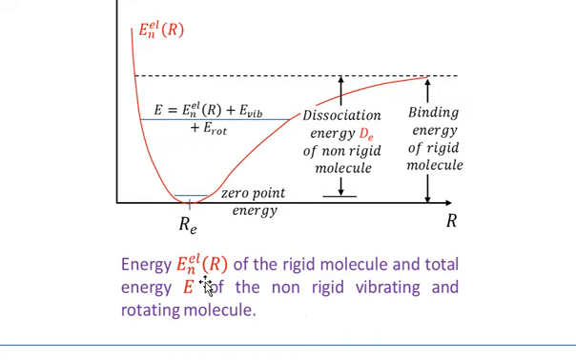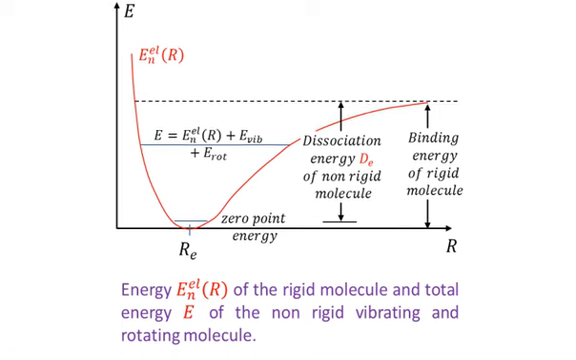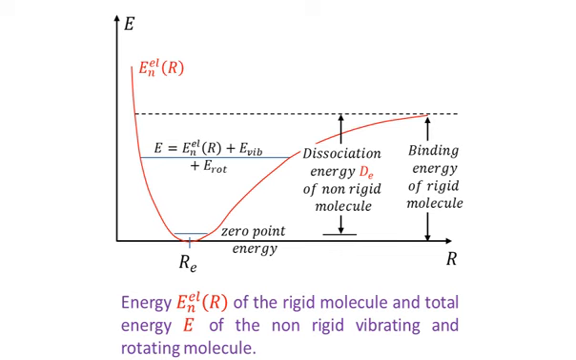The energy En of El as a function of R of the rigid molecule, and the total energy E of a non-rigid vibrating and rotating molecule. So you see that here the total energy includes both the energy of the rigid molecule plus the energy due to the vibrational state of the molecule and due to the rotation of the molecule. These three quantities will form the total energy of the molecule, whereas En of El as a function of R represents the energy of the molecule when it is purely in the rigid state.